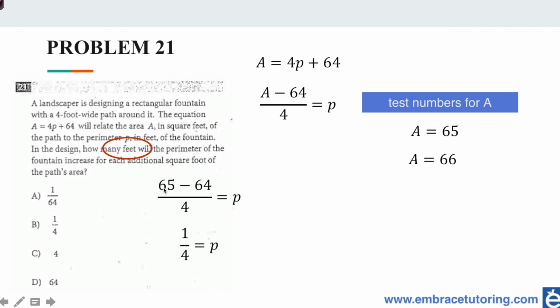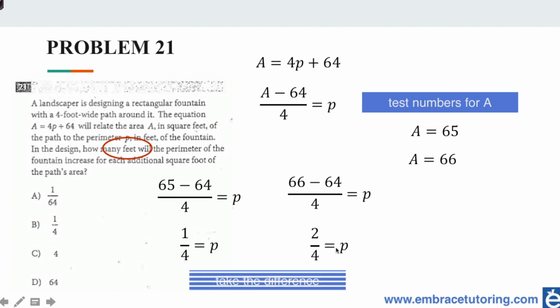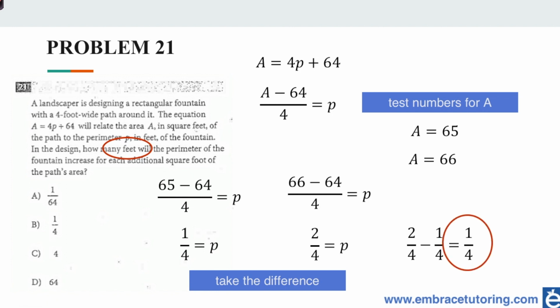Because notice I'm doing an incremental one additional square footage of area. So when I plug this in, I have 66 minus 64 over 4, which gives me 2 over 4, which is 1/2 equals p. And I want to see what is the difference here. And it appears as though it's just going to be 1/4. So when I take the difference, it's going to be 2 over 4 minus 1/4 equals 1/4. And that is going to be representative of the change. So B is going to be my best answer to number 21.